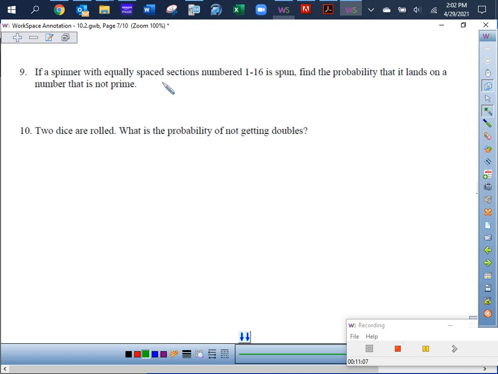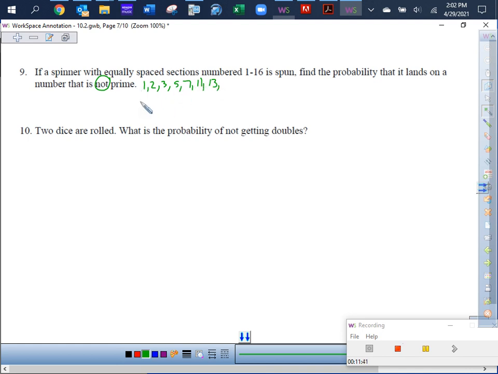So if a spinner with equally spaced sections numbered 1 through 16 is spun, so we got a spinner, there's 16 sections on it, and they're all the same. Find the probability that it lands on a number that is not prime. Well, you could figure out which ones are not prime. We could also figure out which ones are prime. Since we kind of did that earlier, we went 1 through 31. We already have that list. So these are our prime numbers.